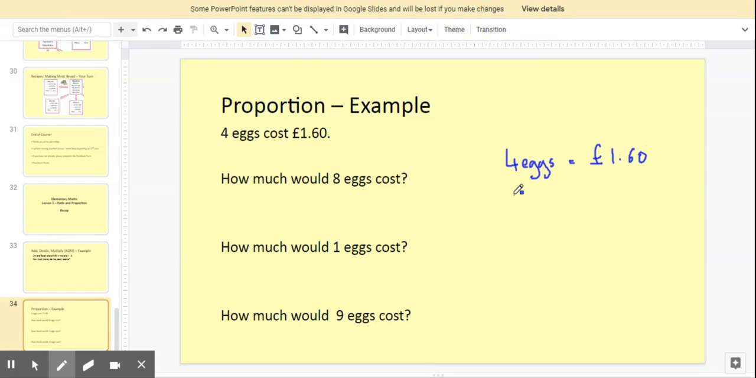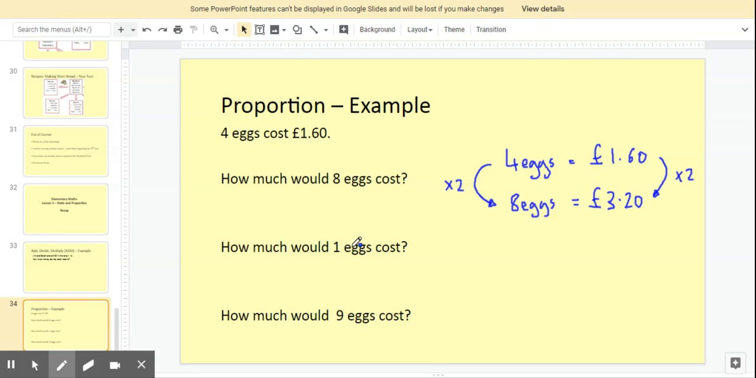If I wanted to find how much 8 eggs cost, to go from 4 eggs to 8 eggs, I've just multiplied by 2. I've doubled it. So my price is also going to double. So double £1.60 is going to give me £3.20.